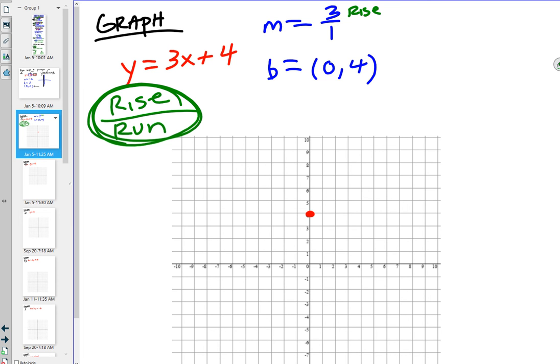But I'm going to do so from my starting point, from 0, 4. That's where I'm starting at. What number represents my run? 1. Run represents horizontal, it means left and right. If you're going to go left to right, it goes 1 at a time. But there's 4 different directions: up, down, left, right. How do I know when to go up, when to go left?